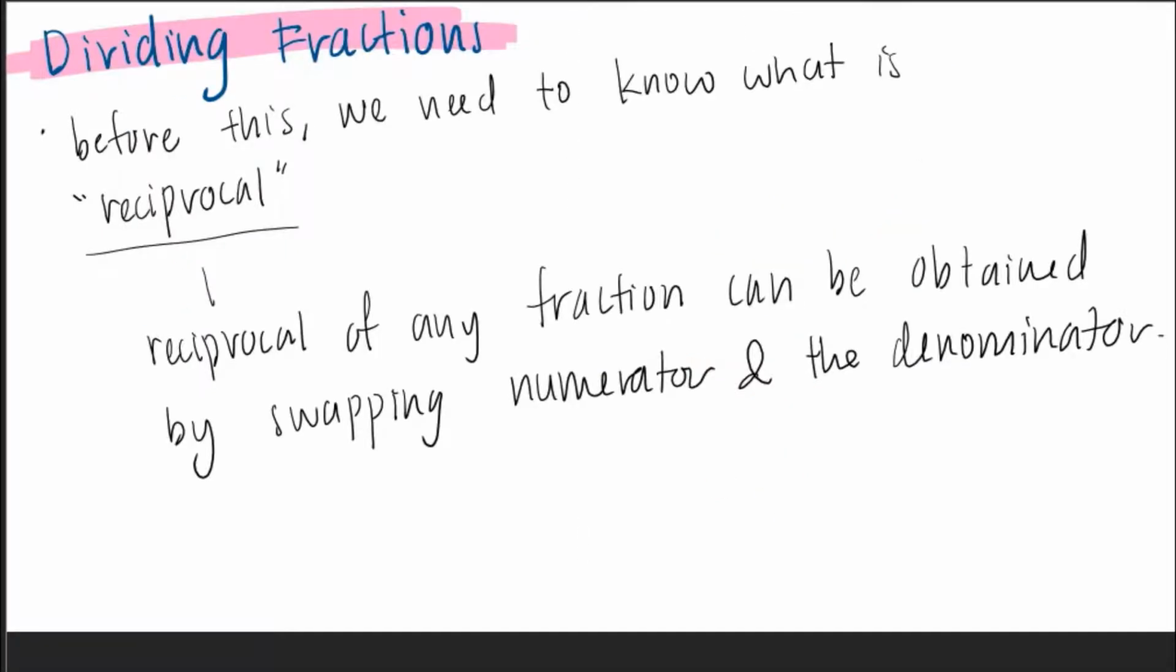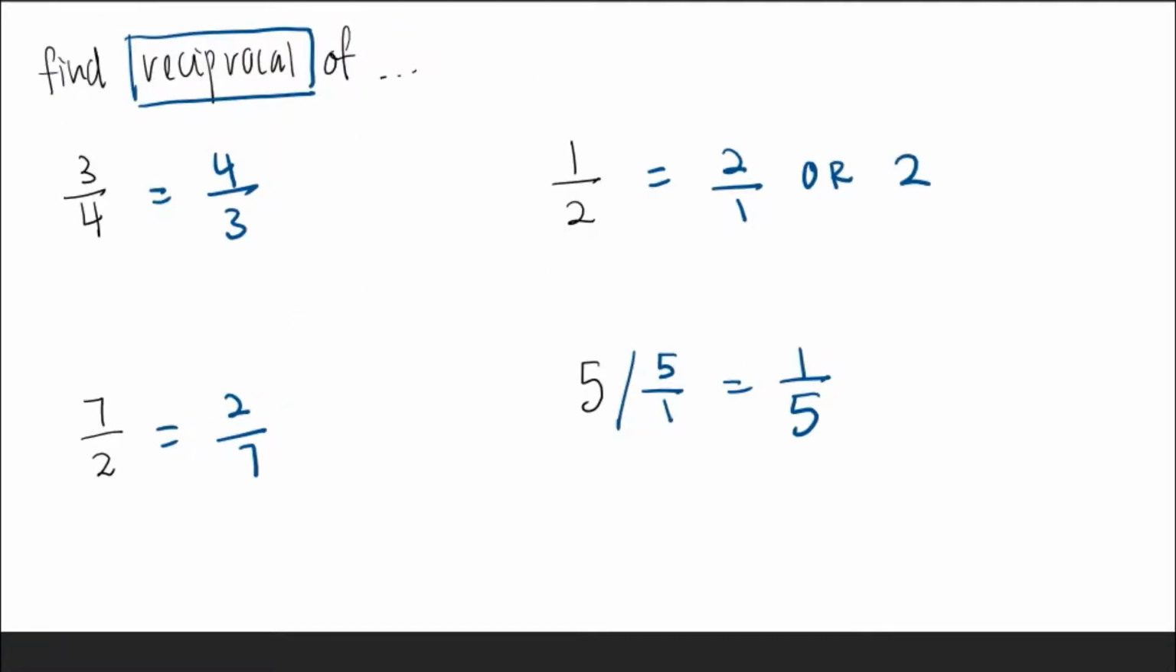Moving on to the next section of 5.2, dividing fractions. Before this, we need to know what a reciprocal is. The reciprocal of any fraction can be obtained by swapping the numerator and the denominator. So to find the reciprocal of 3 over 4, you swap the numerator and the denominator, and you will obtain 4 over 3 as the reciprocal. Same goes for the others.